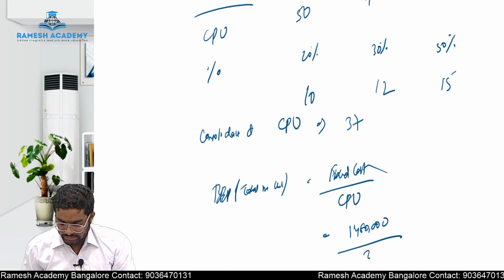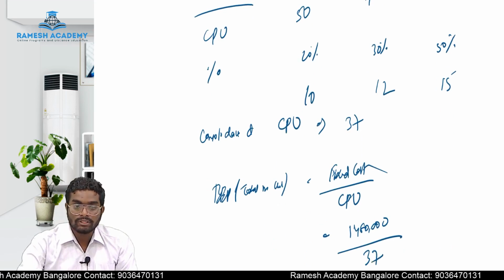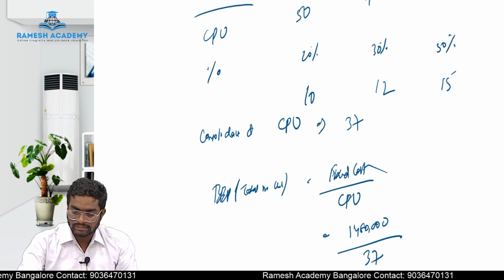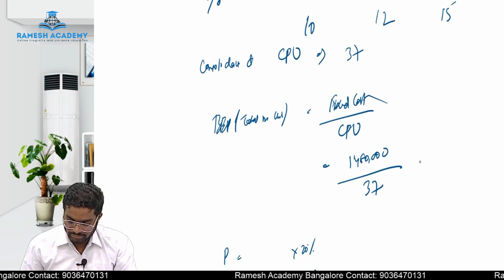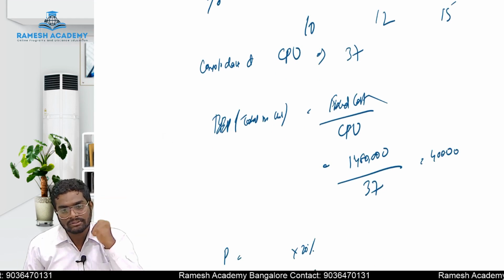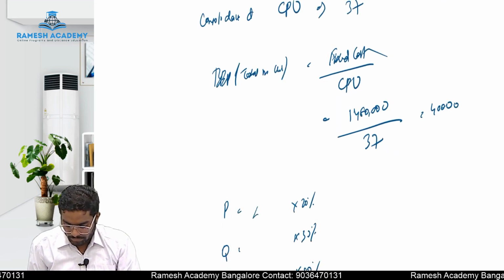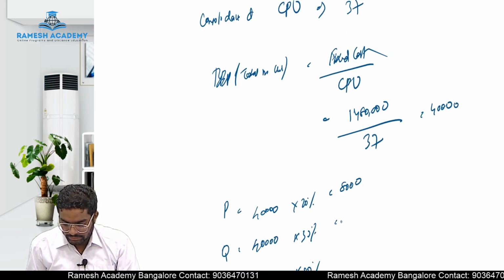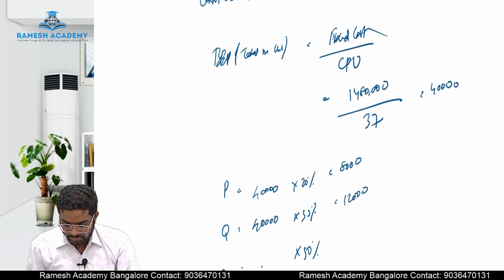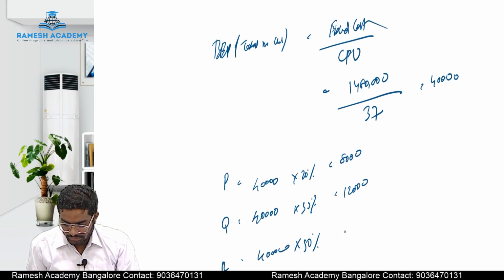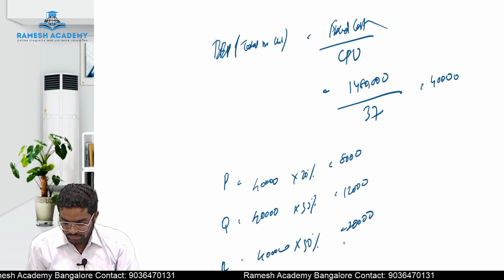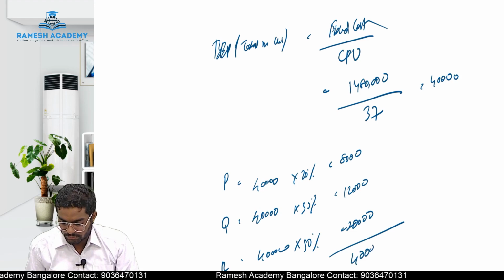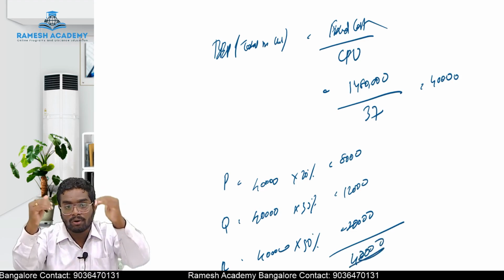Okay, I'll just divide it by 37. So 14 lakh 80 thousand divided by 37, which is 40,000 units. See, once I know all these steps, the answer is simple. So 40,000 into 20% is 8,000. 40,000 into 30% is 12,000. 40,000 into 50% is 20,000. See, so simple the question is, because I knew all the format.